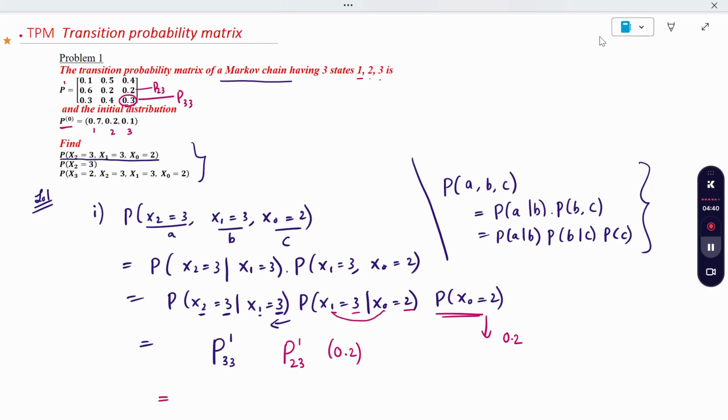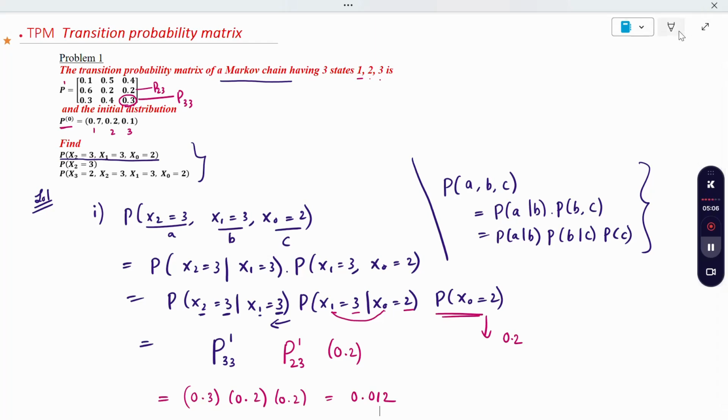So now when I take it and write it, P_33 is 0.3, into 0.2, into the already given 0.2. Multiply all the answers, so 0.012. The first subdivision is completed. This is the way I have to do it. It's a different way of doing transition probability matrix problems.